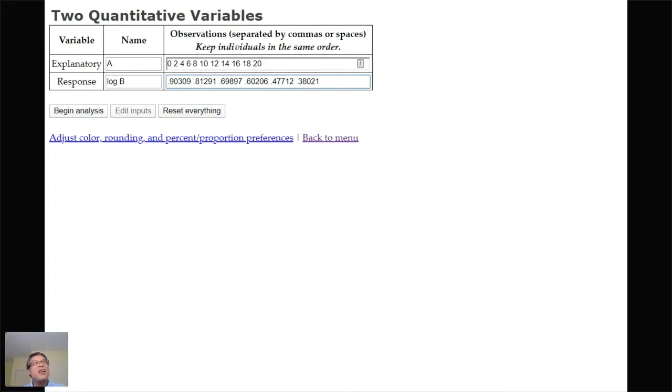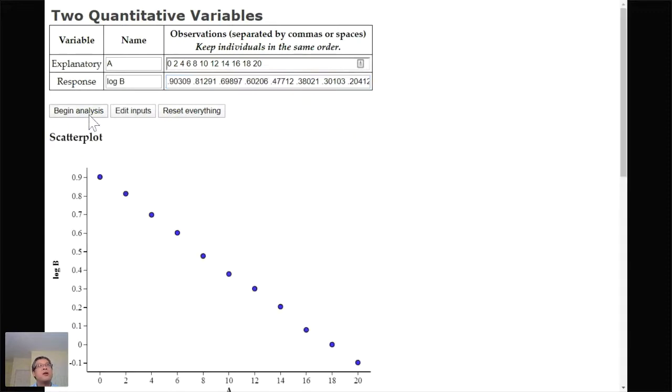Okay, there we go. And then, so 0.38021, 0.30103, 0.20412. And again, as much as possible, I really like using technology to do these kinds of things, but you could do it the old-fashioned way if you like.